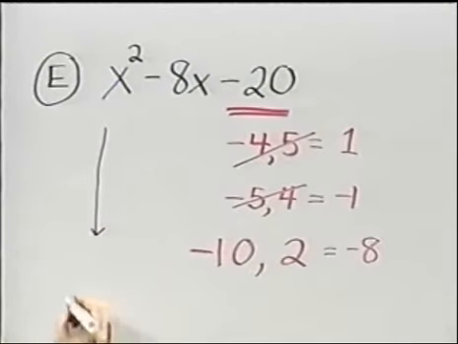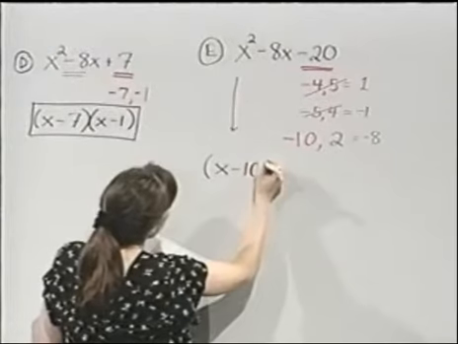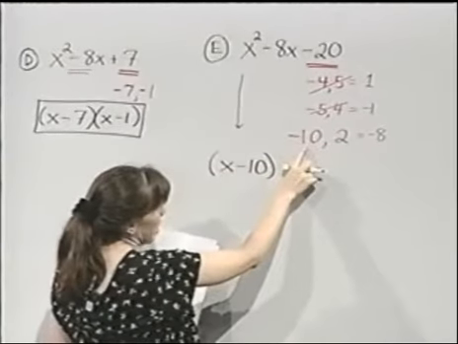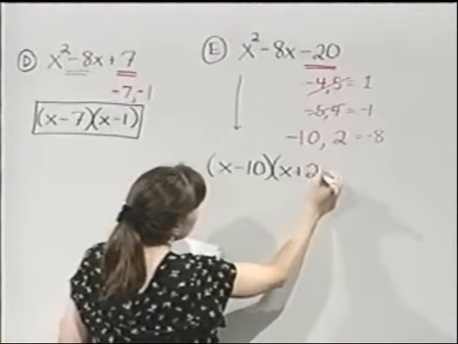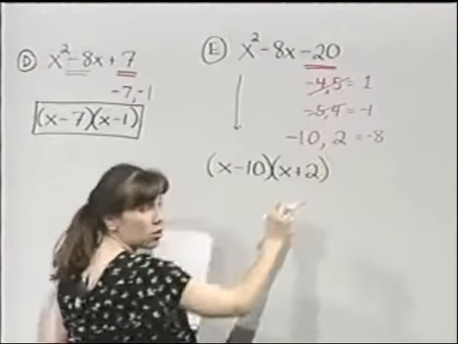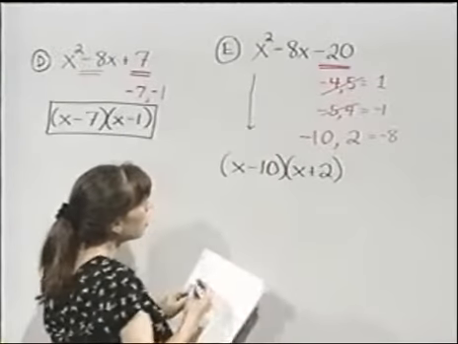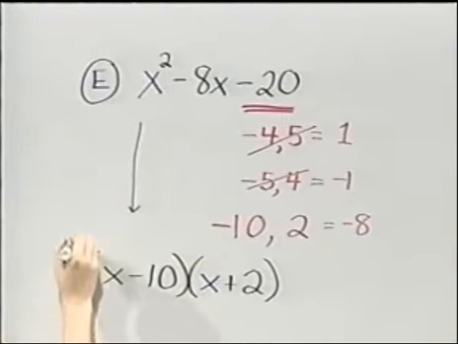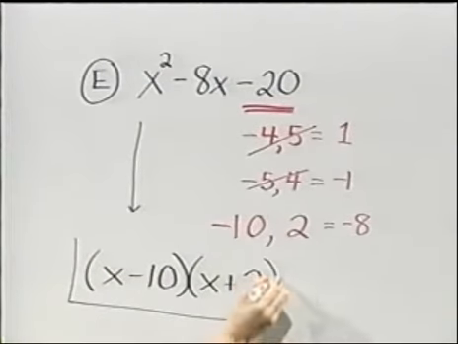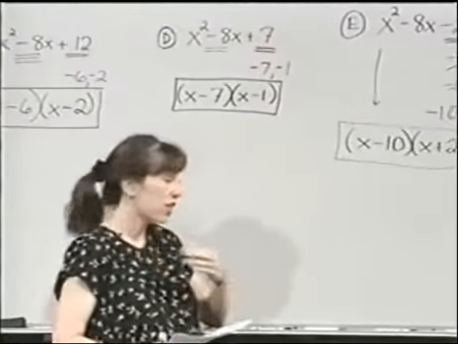So I'll come down here and we'll write that as x minus 10 because of the negative 10, and x plus 2 because of the positive 2. And therefore we have x minus 10 times x plus 2. And when you multiply this through, you should get x squared minus 8x minus 20. Okay? That was kind of tricky.